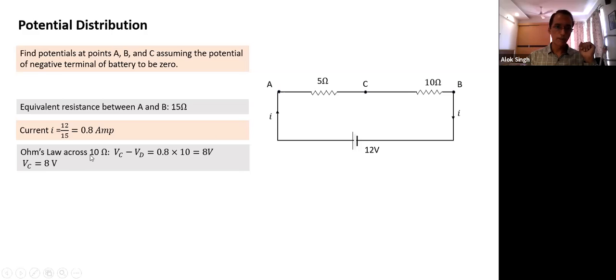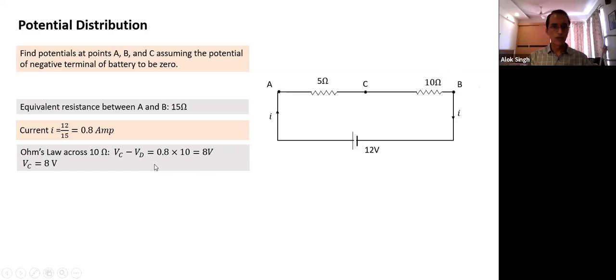So when we apply Ohm's law, VC minus VD across the 10 ohm resistance is equal to current into resistance, 0.8 into 10. 0.8 is amperes current, 10 is the resistance. That comes to 8 volts. We know the potential of B is the same as the potential of the negative terminal, which is 0.